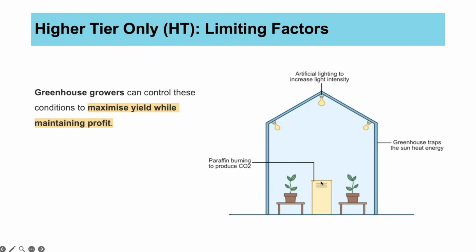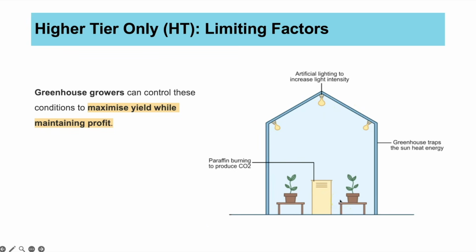Next slide is also for higher tier only, still linked to limiting factors, and it's knowing that greenhouse growers and farmers will use this concept of limiting factors to try and maximise their yield, which means the quantity of plant they are producing. And if they're producing more plants, that means they have more profit if that is what they're selling. So they will need to consider, is it worth paying for lighting, so that's electricity, to increase the amount of plant growth and therefore what they have available to sell.